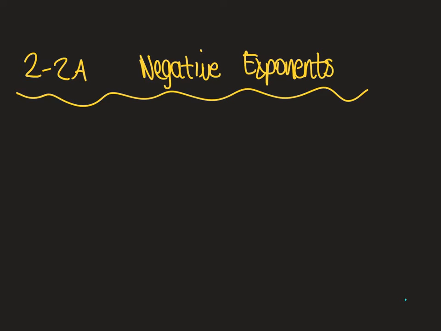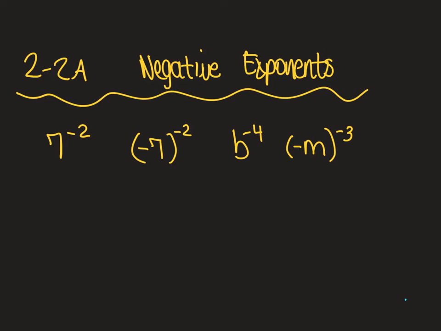Today's video is about Chapter 2, Lesson 2A. We're going to talk about negative exponents. Alright, let's look at these four questions. I have a base of 7 with a negative exponent. I have a base of negative 7 with a negative exponent. I have a variable as my base, b, with a negative exponent. I have a negative variable with a negative exponent.